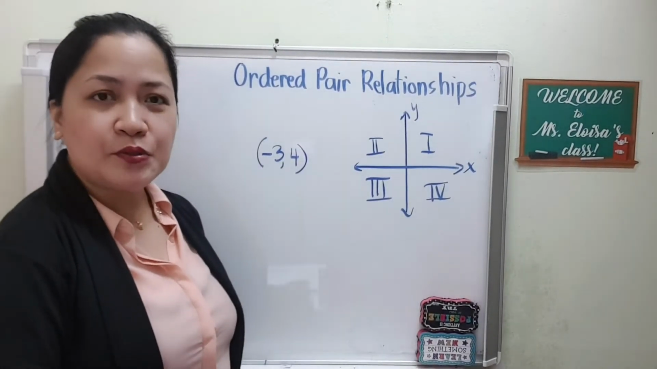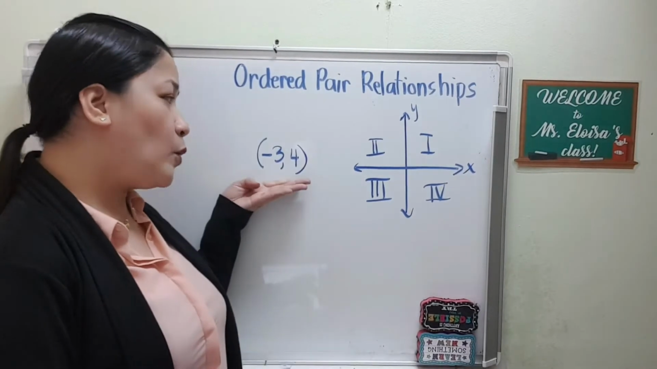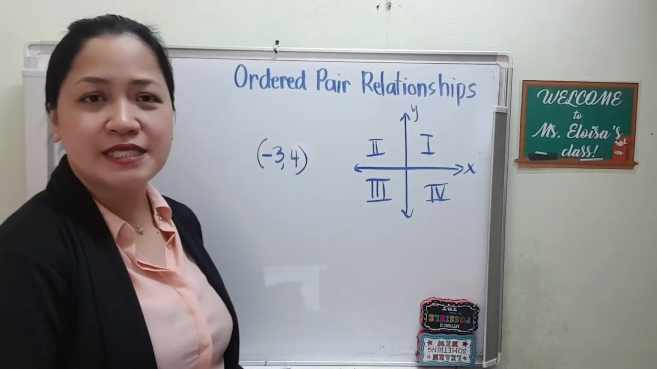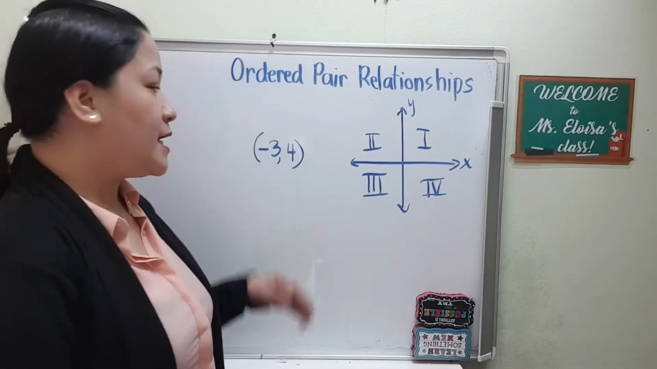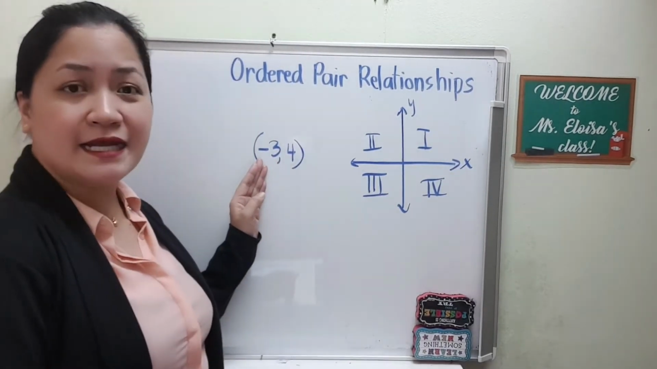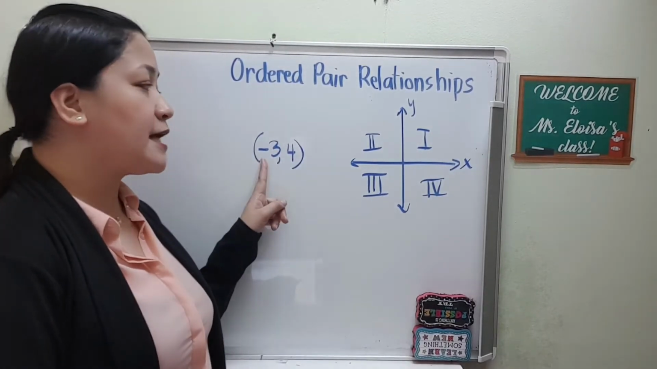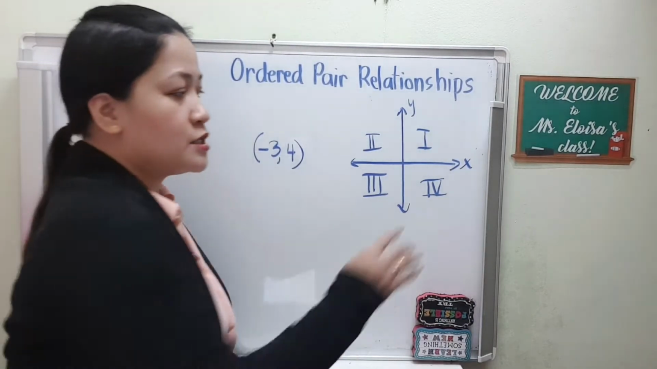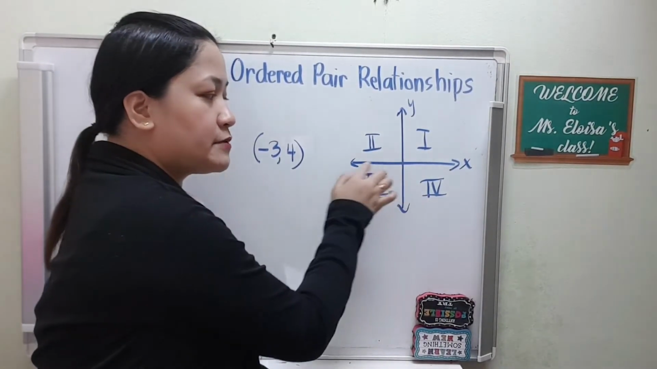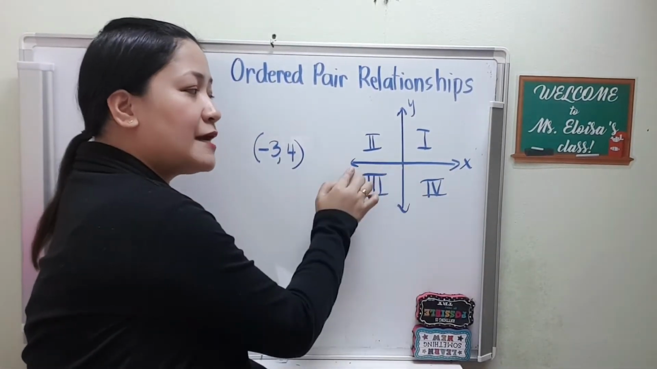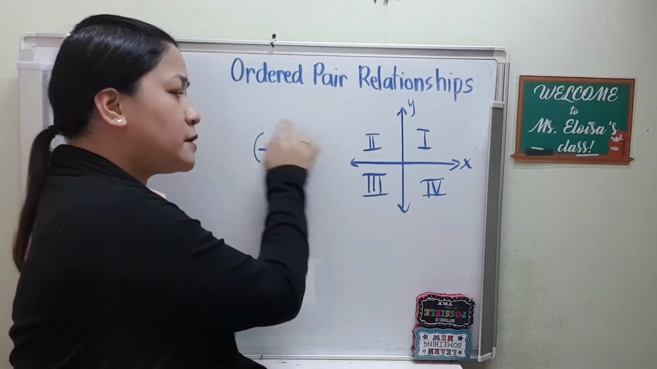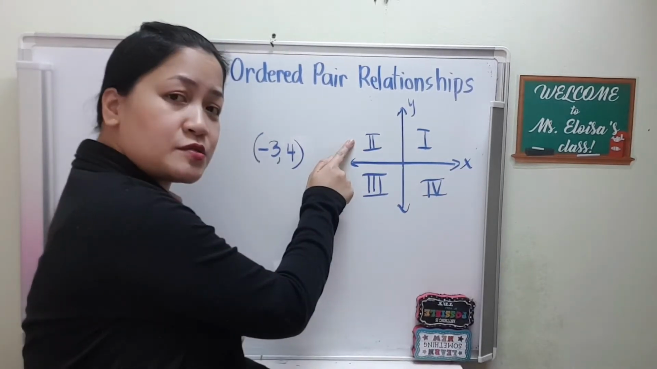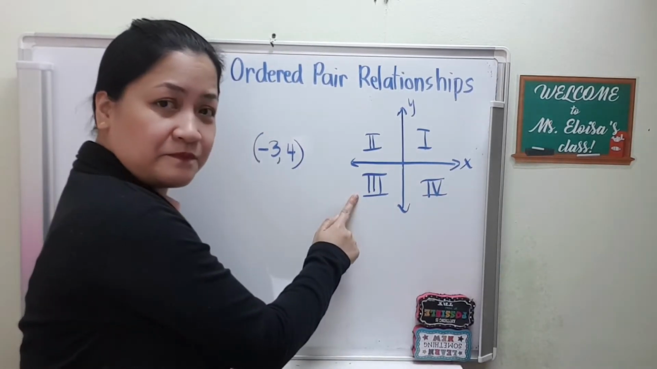Now, let us find out to which quadrant the ordered pair negative 3, 4 belongs. Let us first examine the x-coordinate. Our x-coordinate here is negative 3. Since it is negative 3, that means it is 3 units to the left from the origin. Since it's to the left, this point might belong to quadrant 2 or quadrant 3.